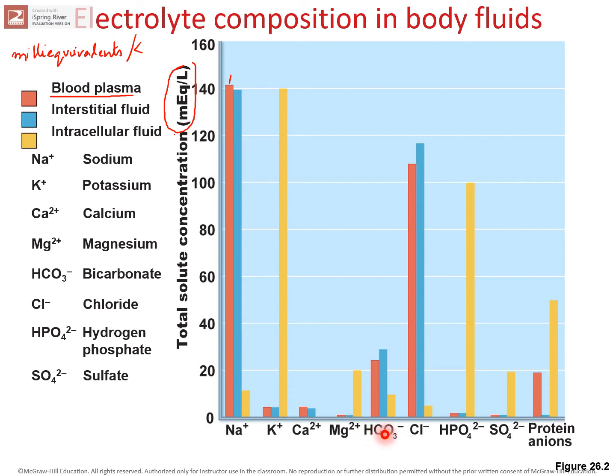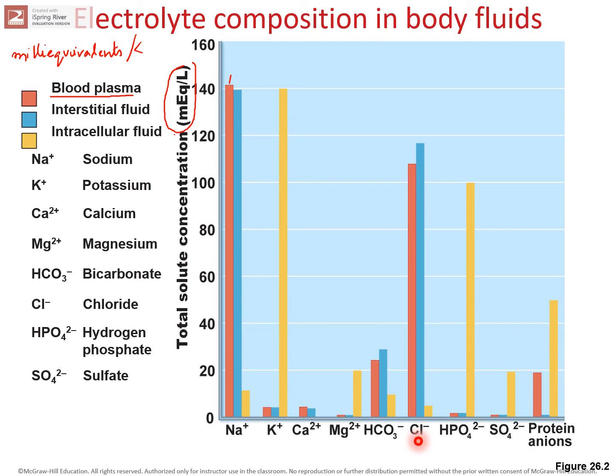And then you have bicarbonate ions. Bicarbonate ions come from carbonic acid, and the levels of bicarbonate ions are high in the extracellular fluid and low in the intracellular fluid. And this ion helps in stabilizing pH. And then you have the chloride ions.